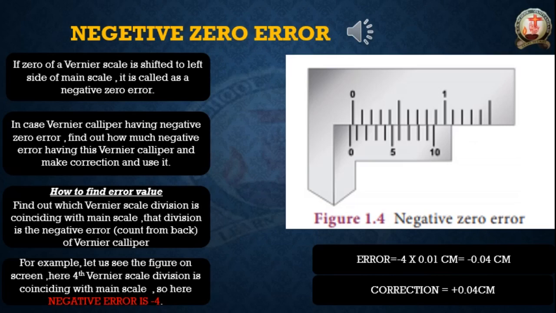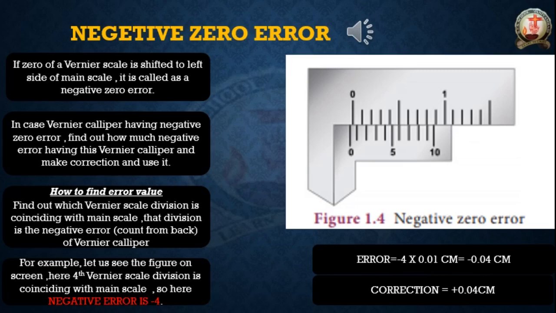Then 6th line, it is coincide. Please see, 10th, that is the 0. Before 10th, that is the 1. Before that 2, before that 3, before that 4. Actually, from forward onwards, 6th line is coincided. From backward onwards, 4th line is coincided.